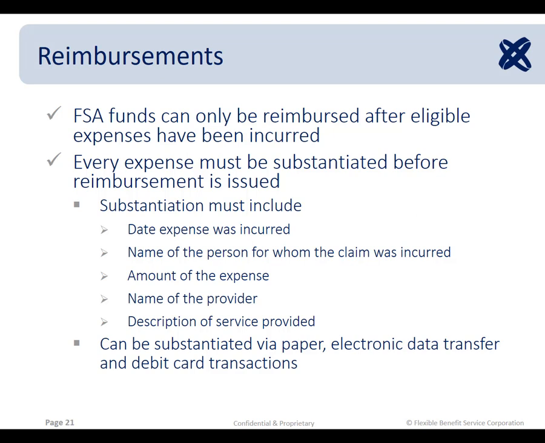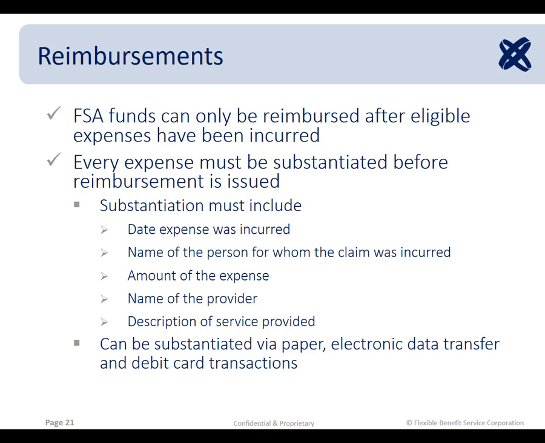FSA funds can only be reimbursed after eligible expenses have been incurred, and every eligible expense must be substantiated before it can be reimbursed. Substantiation just means that you need to be able to prove you incurred an eligible expense. Proper substantiation must include the date the expense was incurred, the name of the person the expense was for, the amount of the expense, the name of the provider, and a description of the service provided.